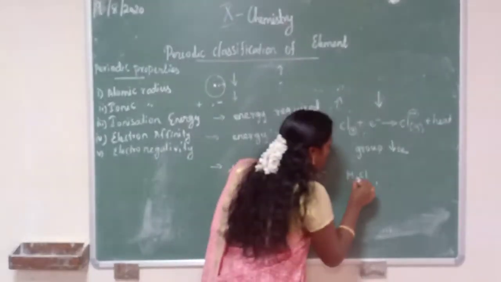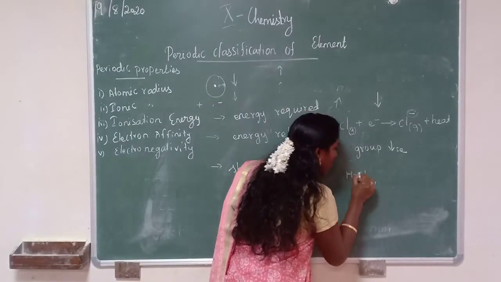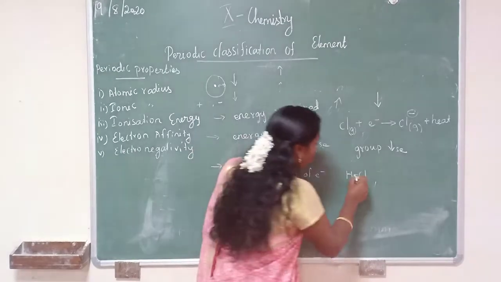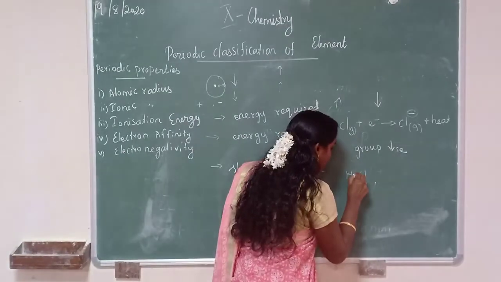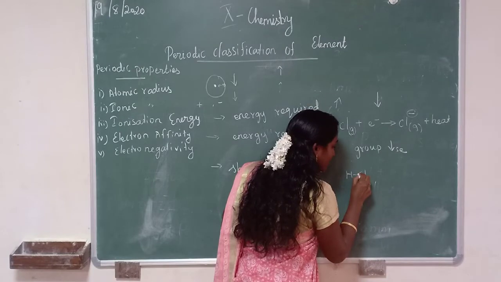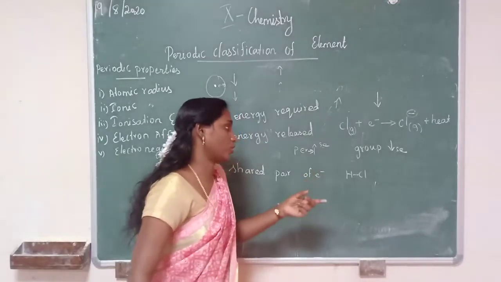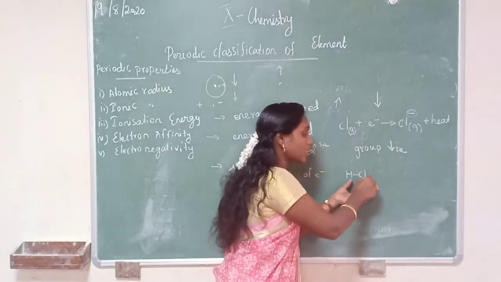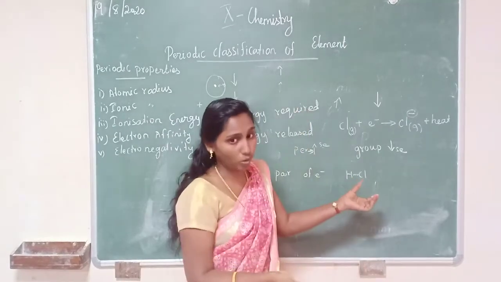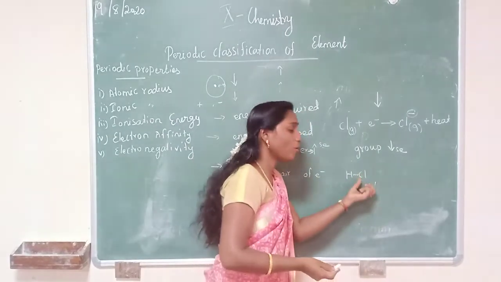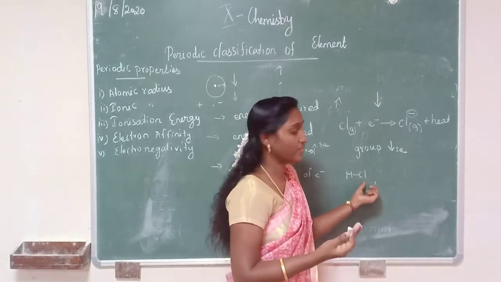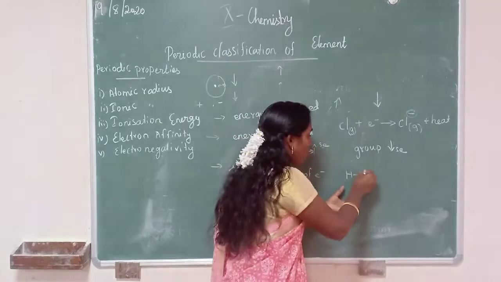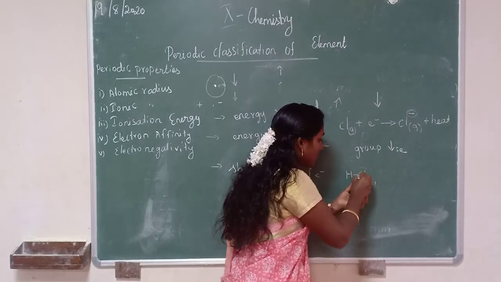In this hydrochloric acid molecule, one bond is there, and this bond contains two electrons. This end contributes one electron and this end contributes another one electron. Now compare this hydrogen and chlorine. This chlorine has more electronegativity, so this chlorine will attract this electron.